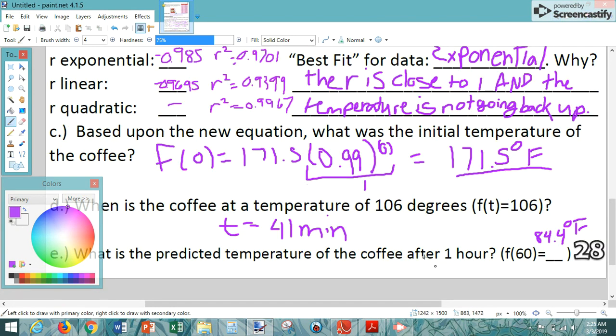And that's how you do this. This is how you do regressions on Desmos.